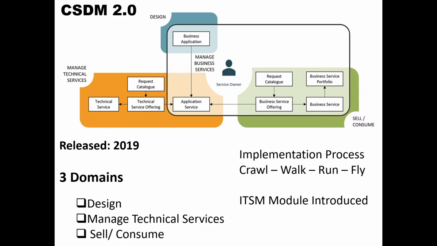Also in 2.0, ServiceNow asked the customers, clients, and partners to start implementing CSDM, and they said to follow the path of crawl, walk, run, and fly. And they improved these steps one by one. Also in 2.0, ServiceNow introduced CSDM into the ITSM module, specifically incident management, where they brought service, business service, and service offering onto the form level. This is what the 2019 changes were in 2.0.